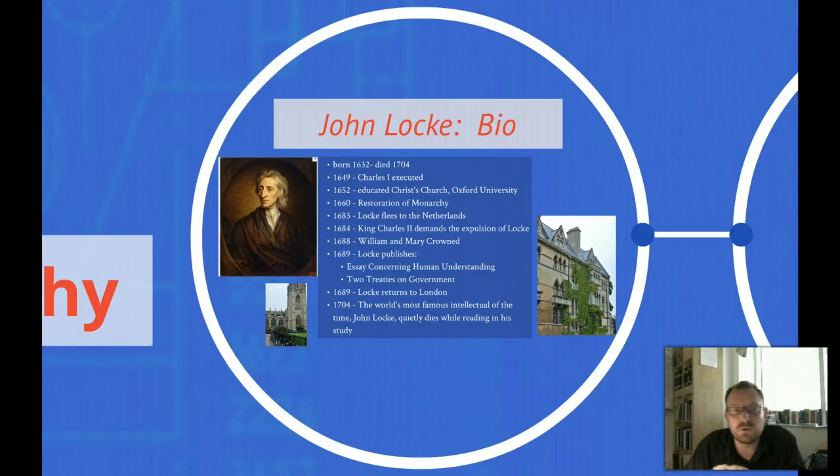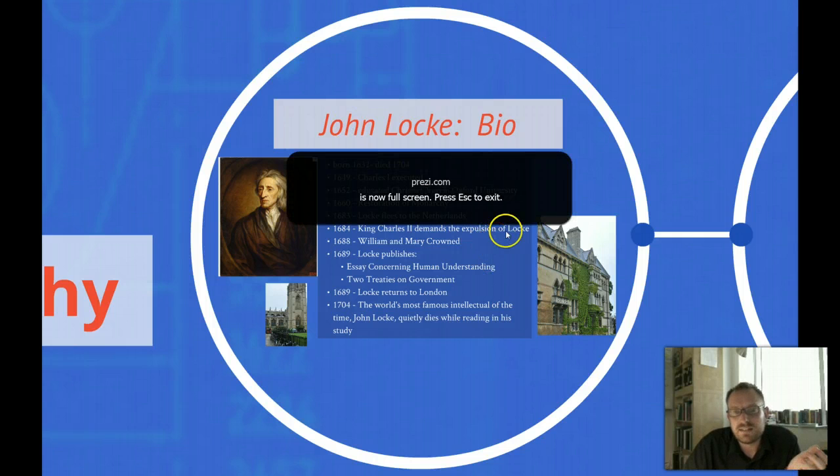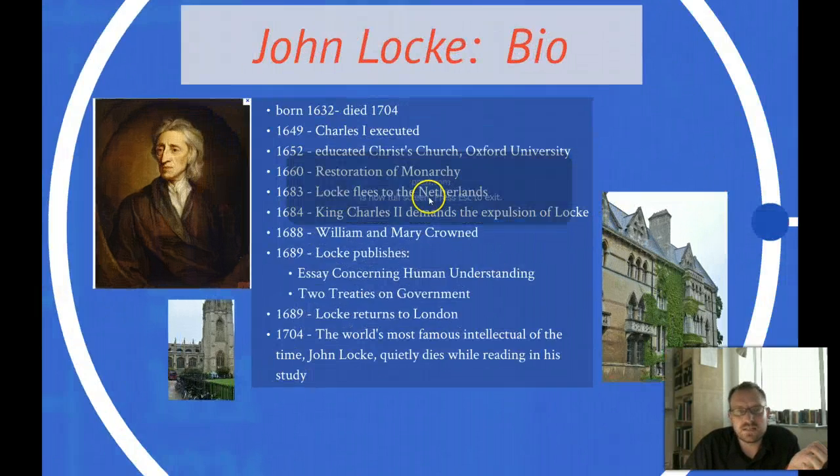Now, John Locke was born in 1632 and he died in 1704. What I've done here in terms of the biography is put down a couple key things that are probably historically helpful in understanding John Locke. John Locke was born to a Protestant family, and we'll see that he was resistant to Catholicism throughout his entire life.